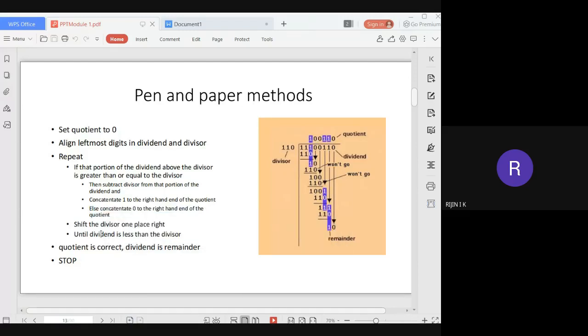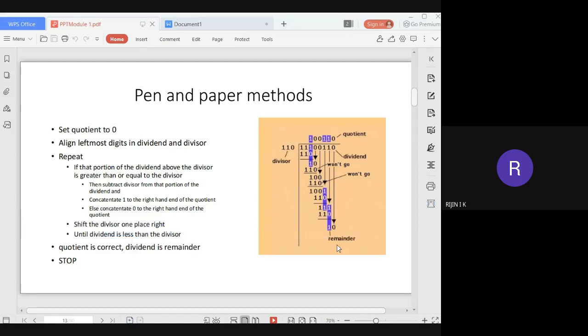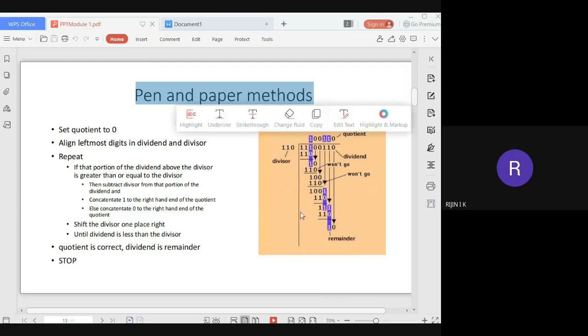Okay, then shift the divisor 1 place to the right side. അല്ലേ? റൈറ്റ് സൈഡിലോട്ട് ഒന്ന് ഷിഫ്റ്റ് ചെയ്തത്. Then we will perform the operation until എത്ര വരെ? Until dividend is less than the divisor. Dividend portion divisorനെക്കാളും less than ആവുന്നത് വരെ this process you have to repeat. Okay, then finally quotient will be here and you will get the remainder here. Okay, so this is the division. This method is called pen and paper method algorithm. Okay, normally നമ്മൾ pen and paper division operations perform. So this algorithm is called pen and paper method algorithm.